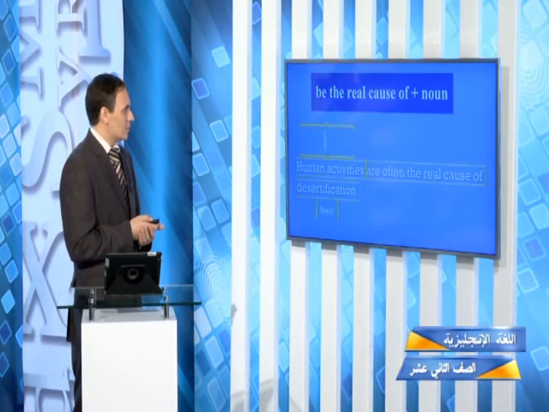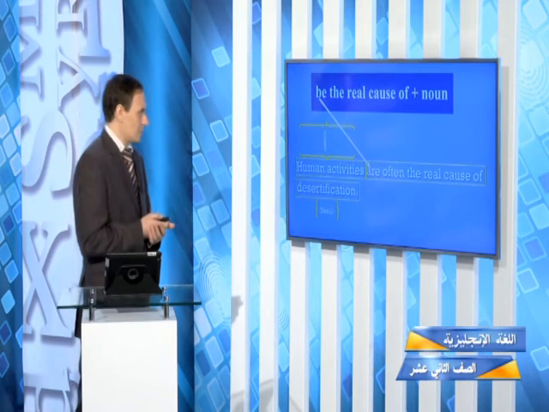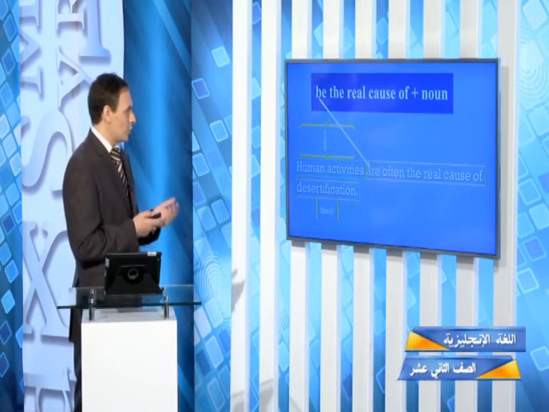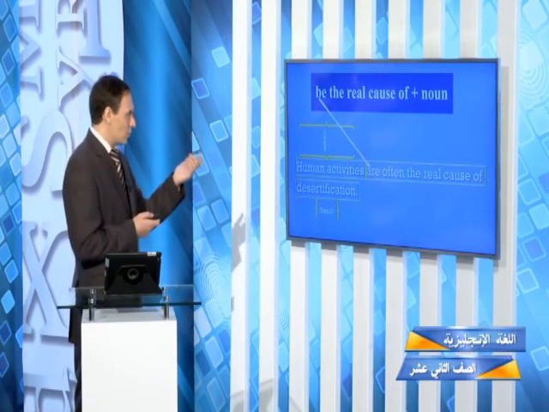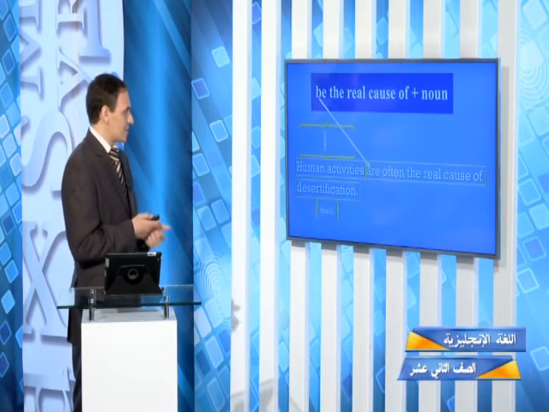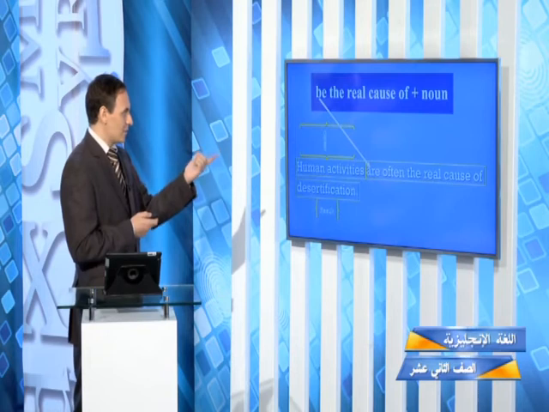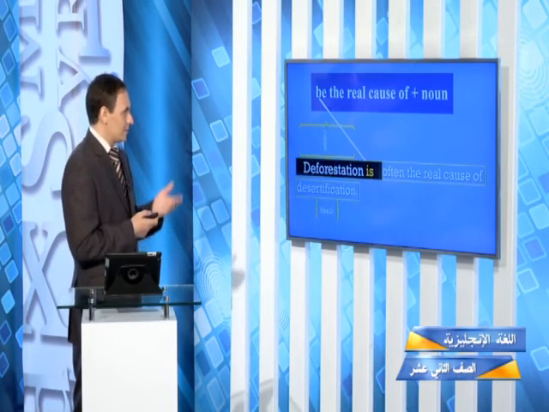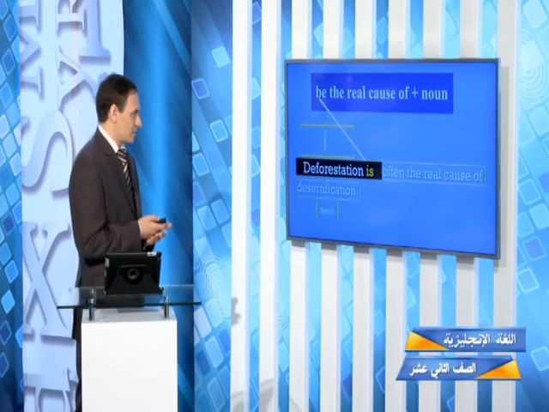Okay? Now, notice here that be is used in the plural. That's because the subject, human activities, is in the plural form. So the verb be has to agree with the subject. For example, let's change the subject here. If the subject is deforestation, then deforestation is a singular noun. I should use is. Deforestation is often the real cause of desertification. Okay?